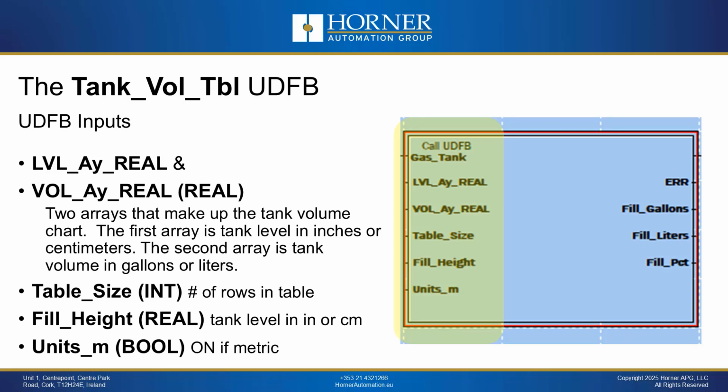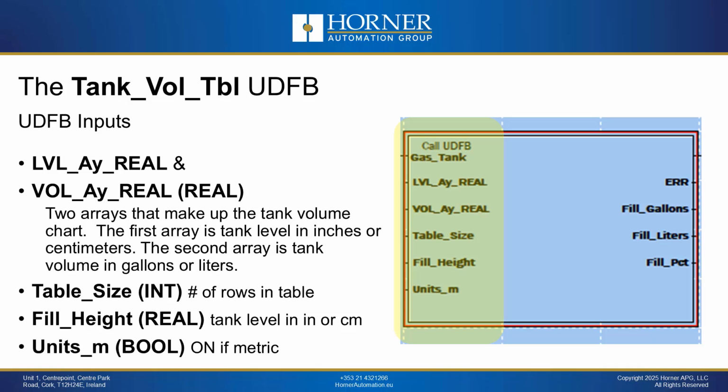Let's take a look at the inputs of the user-defined function block, which are highlighted there on the left. You can get data table information into your logic in the form of 2 arrays. One array for the column of level data in inches or centimeters, and another array for the column of volume data, either in gallons or litres, for instance. You are going to specify which array input represents level and which represents volume, and in this case, in this user-defined function block, those are arrays of real values, and we have got 3 other inputs as well.